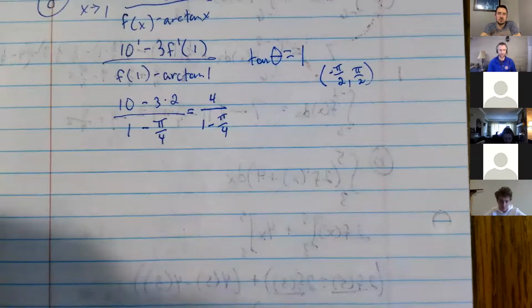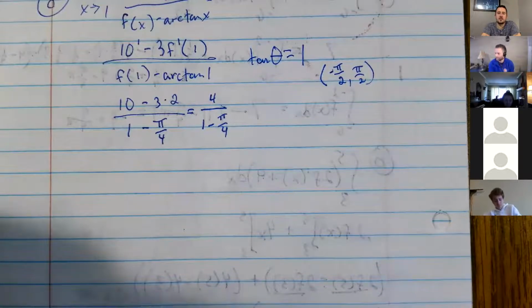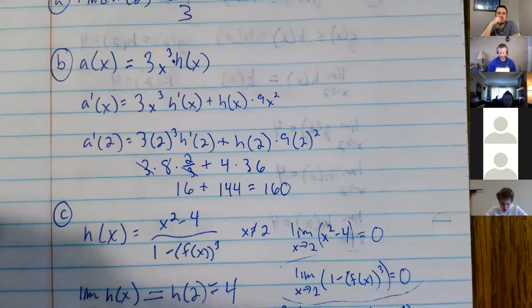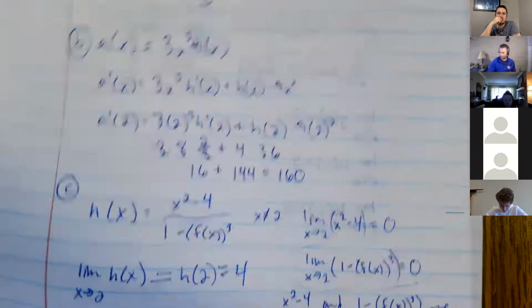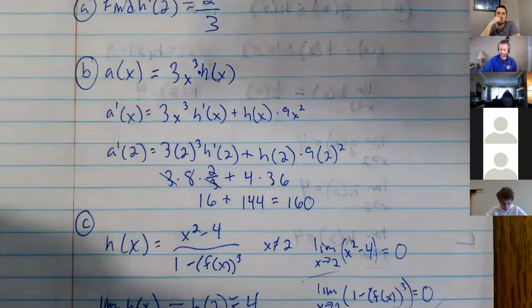Any follow-ups with part D? All right, so let's move on to. Oh wait, before you go, how do we evaluate f of 1? Because I get f prime of 1, but just how do we evaluate f of 1?